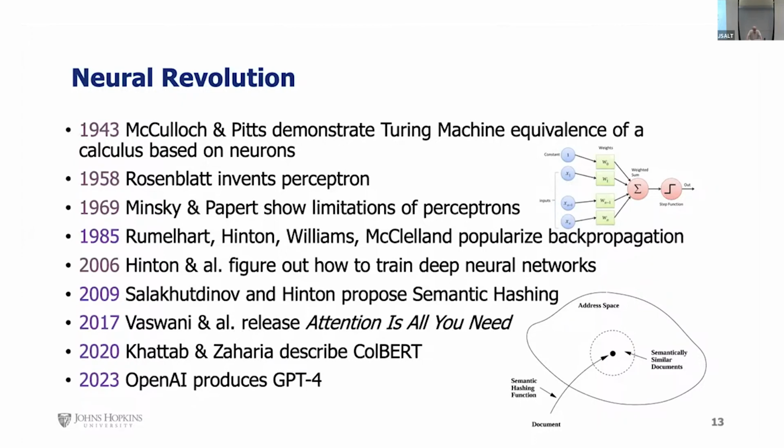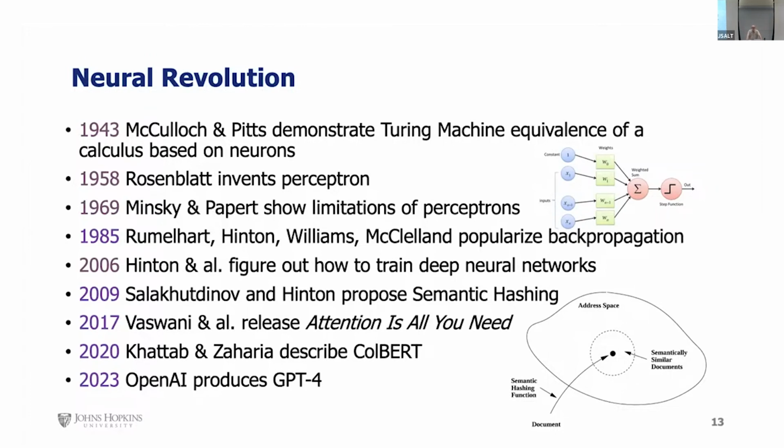But people kept plugging along, and backprop was popularized around 1985. In the mid-2000s, folks figured out how to use GPUs to train deep neural networks. The first real retrieval based on neural networks was, and I can never pronounce this, whatever, and Hinton, proposed semantic hashing, which was sort of like hashing, but the thing you're hashing on is not the string, but the concepts.